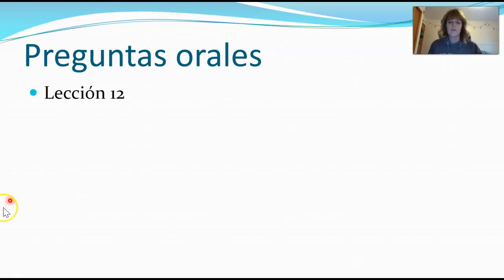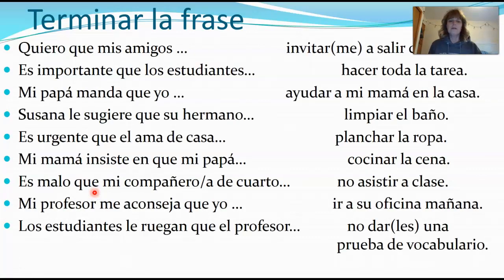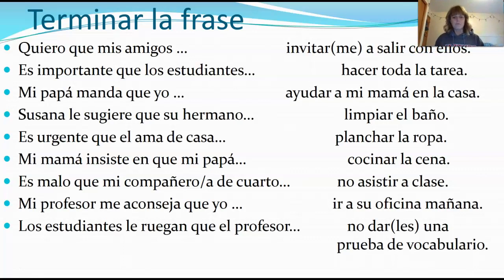Okay, vamos a seguir. Una vez más vamos a practicar el subjuntivo. Tengo aquí una frase, la primera parte y la segunda parte aquí. Ustedes van a terminar la frase.